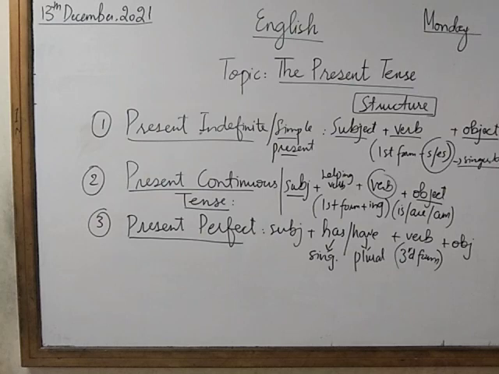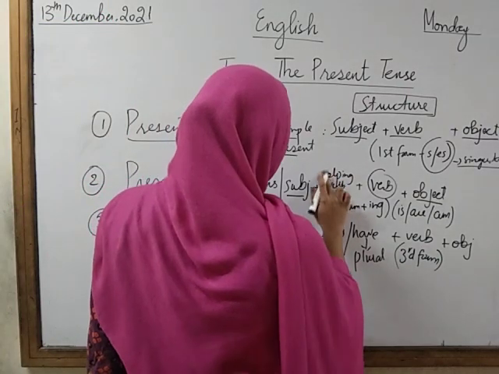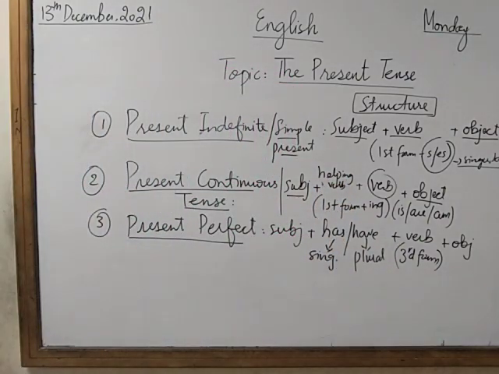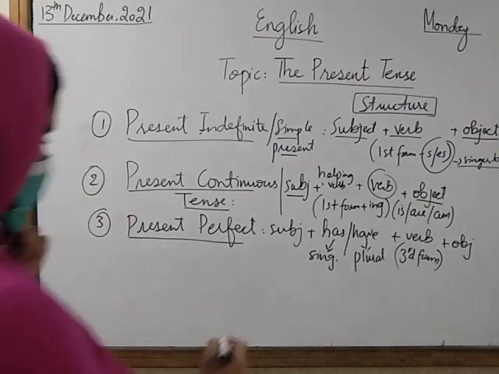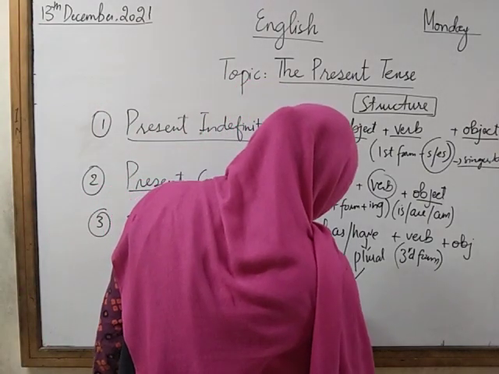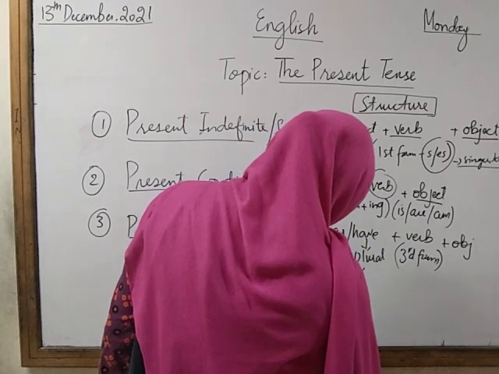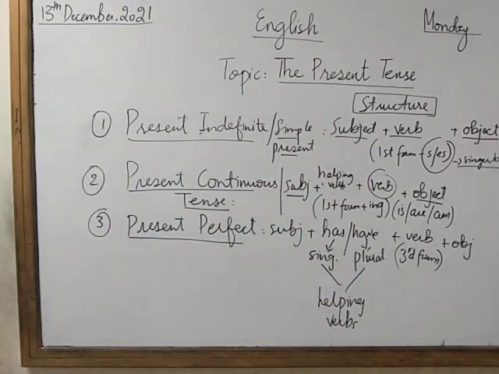Okay, we always have a subject, a verb, and an object. But in present continuous tense, we will be having a helping verb as well. And in the present perfect tense, I also have helping verbs in it. Has, have are my helping verbs. These are also helping verbs. I hope you all have understood. Any confusion in it? Yes, class. Any confusion in it? No.